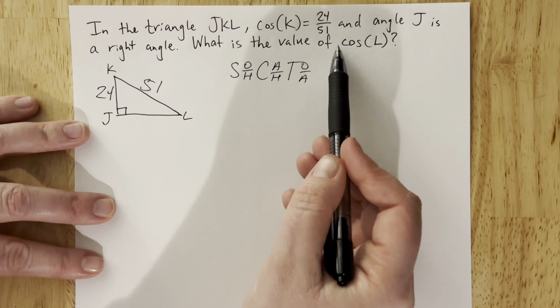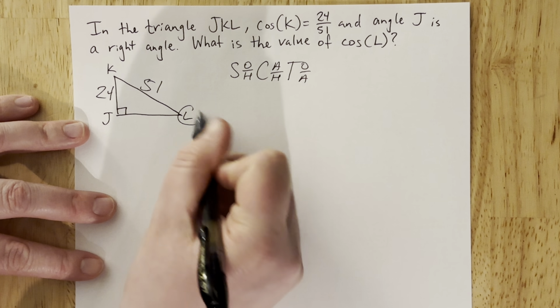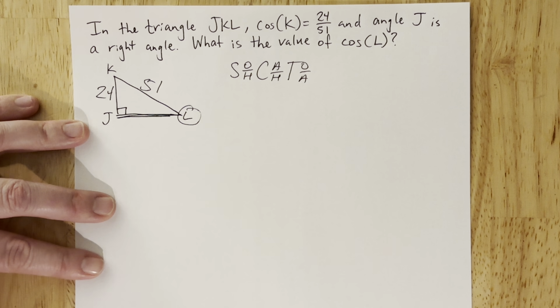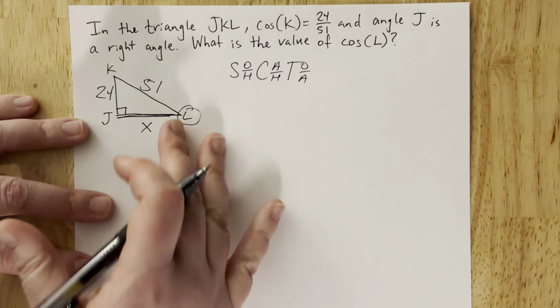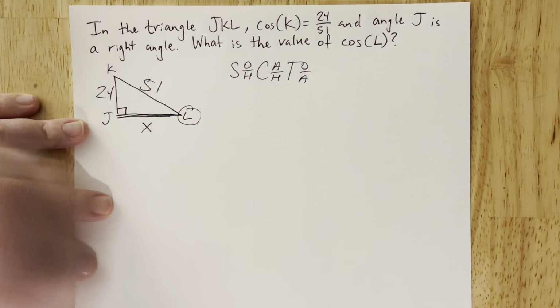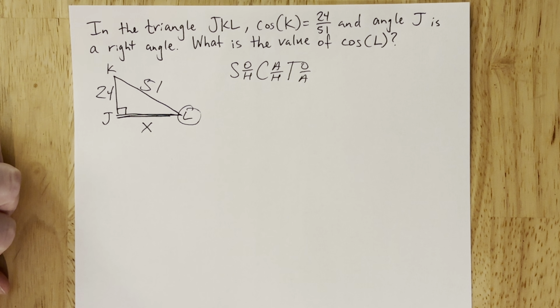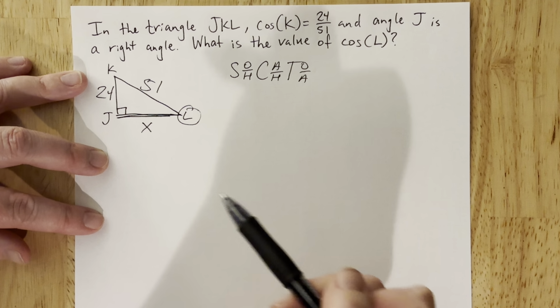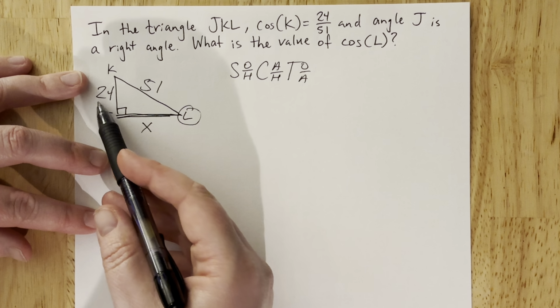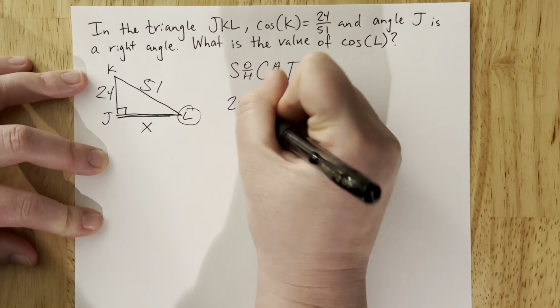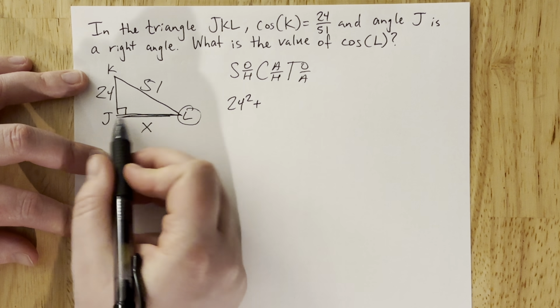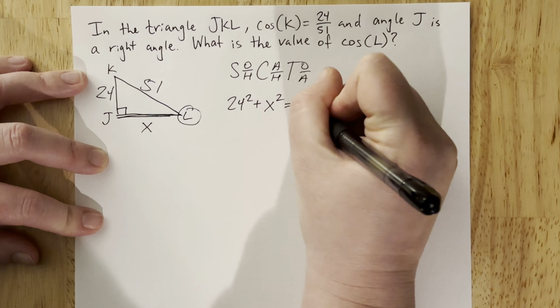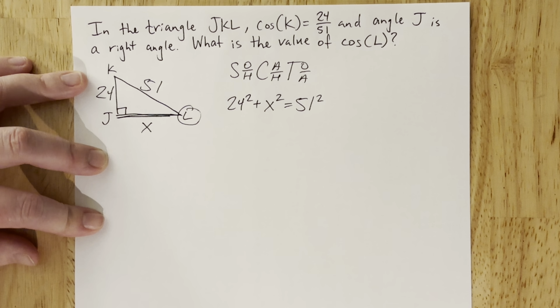Now we're being asked to find the cosine of L. So for this angle L, I need to know this length. I don't know this length yet, so I'm going to call it x for now. Before I can jump into cosine, I want to find this. Now I notice I have a right triangle. There are lots of different rules that are helpful for right triangles, but the most valuable is the Pythagorean theorem, especially when we're given side lengths. So a squared plus b squared equals c squared. If we take our first side, 24, and square it, plus our other side length, x, and square it, it should equal 51 squared, our hypotenuse.